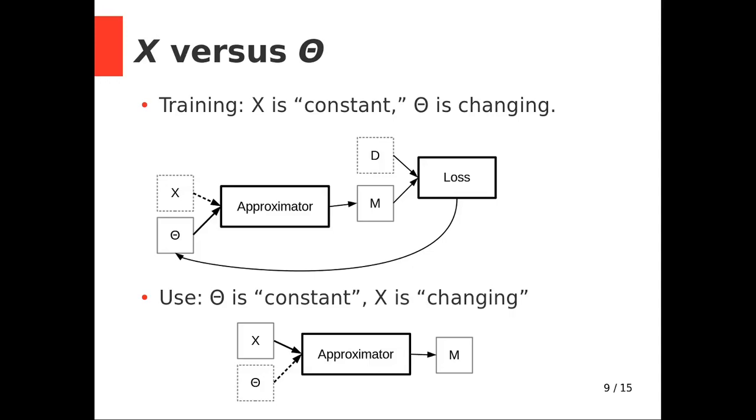So in use, we're not going to bother with the loss and the parameter update, and we now have a fixed theta. Now we're looking at x unknown and computing model output for the unknown novel input, right? So in use, theta is constant, we feed in unknown x, and we get model behavior for those.